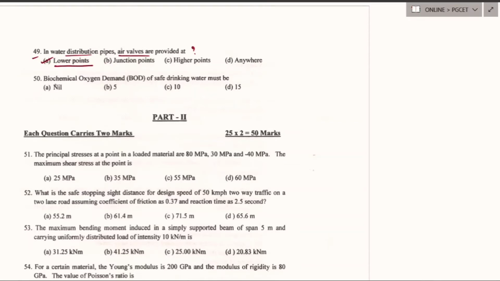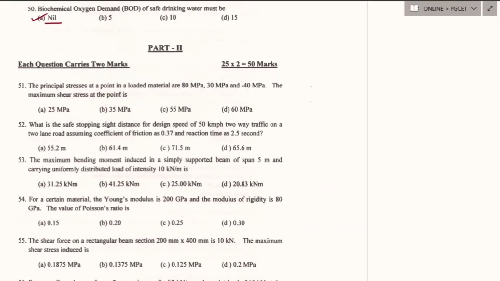Question number 50. Biochemical oxygen demand, BOD, of a safe drinking water should be nil. BOD represents the amount of organic matter present in water. So there should not be any BOD in the safe drinking water. So it should be nil. So this completes the part 1 questions of this question paper. Now let's begin with the part 2 questions.